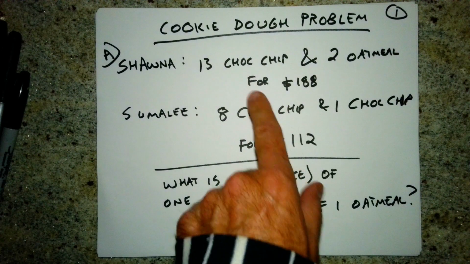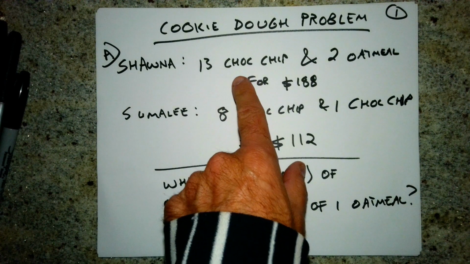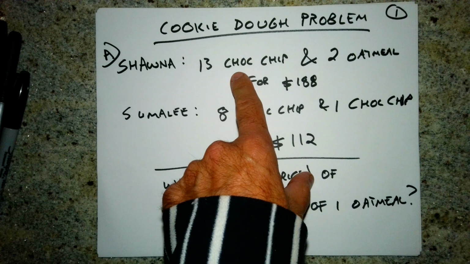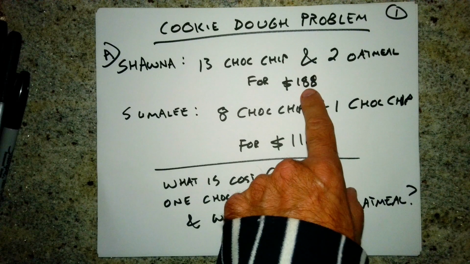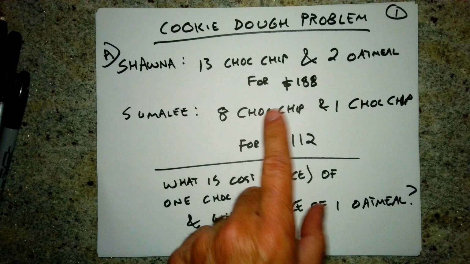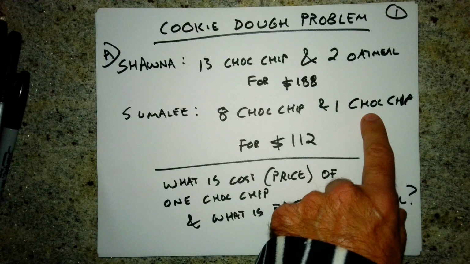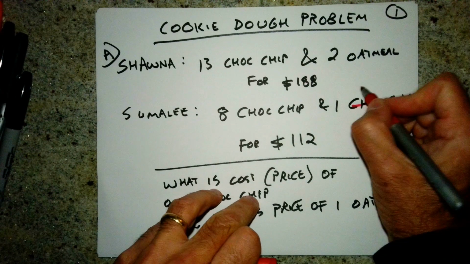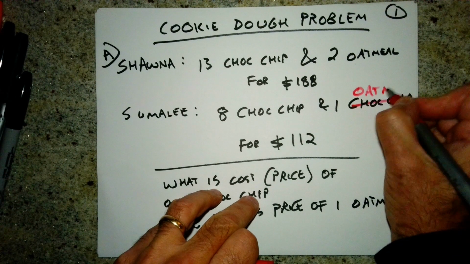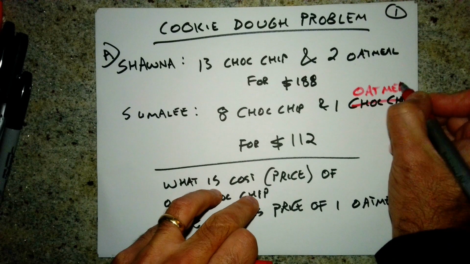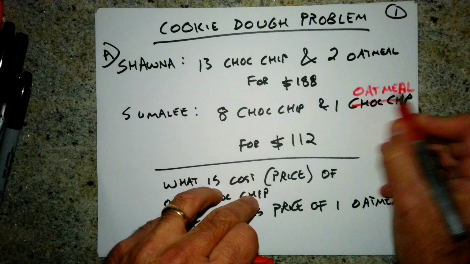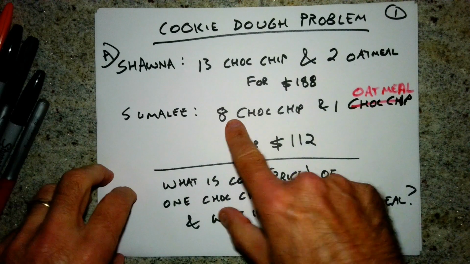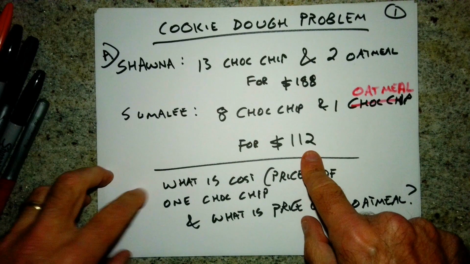Then there's a second problem in the way it was written. Shauna buys 13 chocolate chip packages and 2 oatmeal packages for $188. Sumali, in the problem it says 8 chocolate chip and 1 chocolate chip. So that's got to be wrong. This has to be oatmeal. So in the problem as it was sent to me, that must be a mistake. So I'm going to assume that's supposed to be oatmeal. So Sumali buys 8 chocolate chip and 1 oatmeal for $112 total.